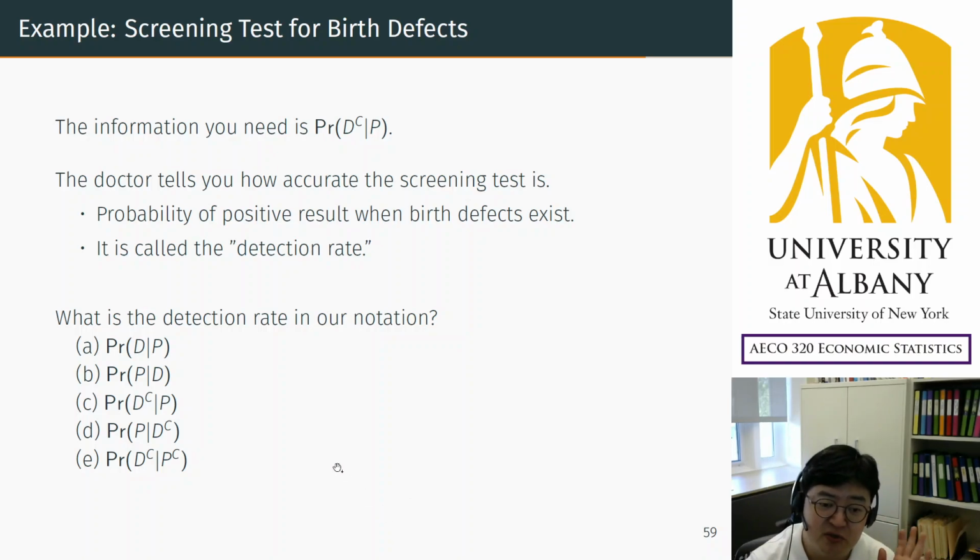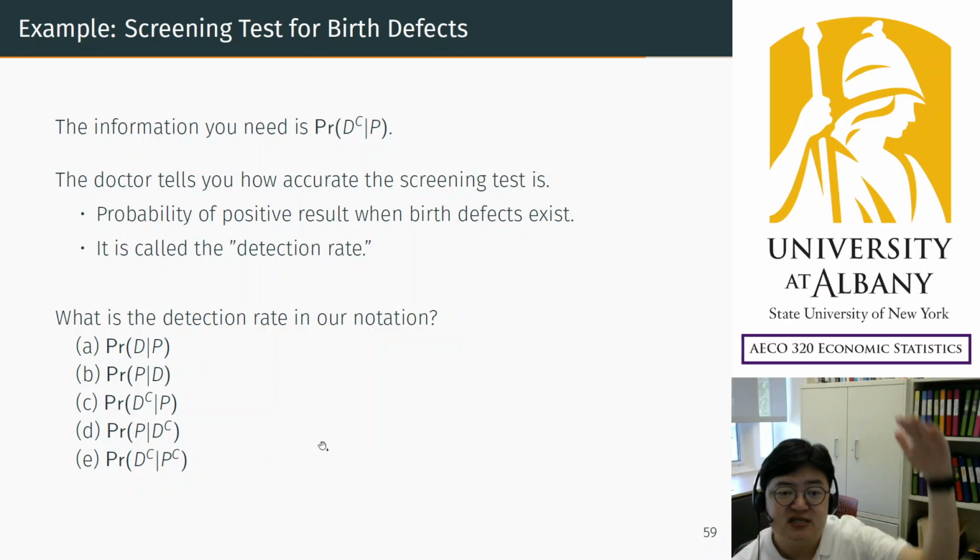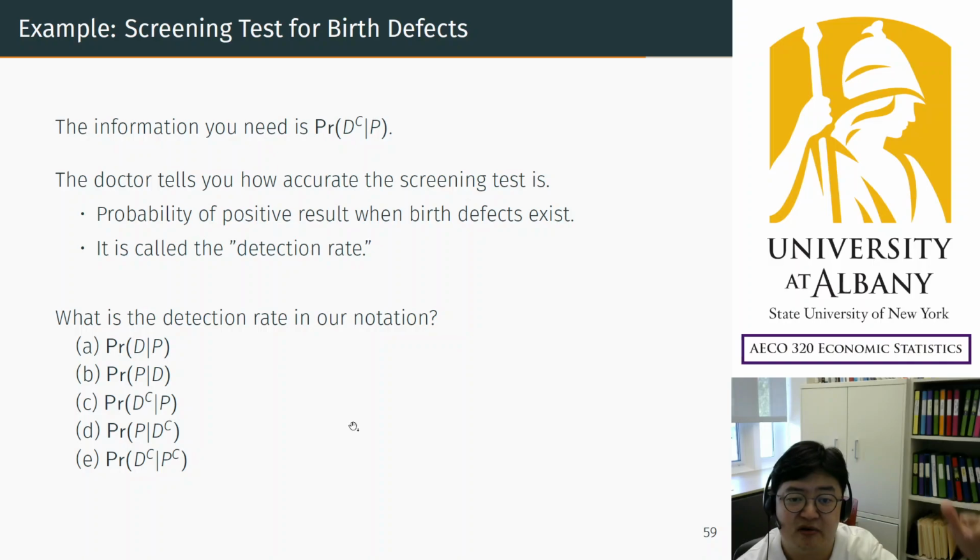In that lab experiment, what they know is the sample already has the defects, birth defects, and based on conditioning on those samples, you'd like to get a positive test result. So detection rate is calculated this way. Given birth defects, how many of them give you positive results? If this is high, then your screening test is very accurate, right? You can detect that. So that is B.